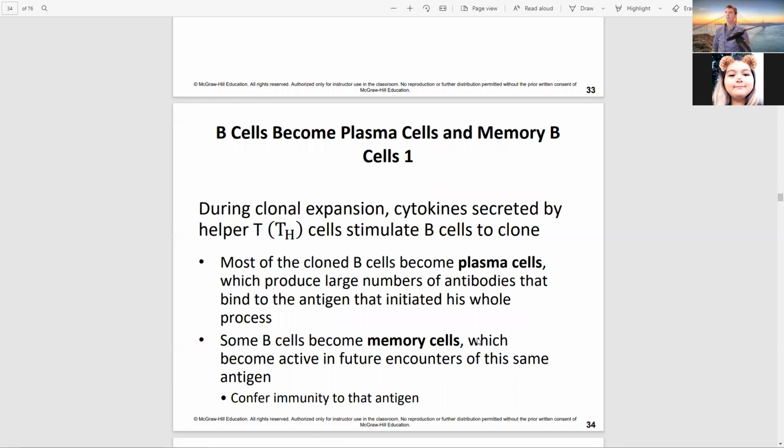So B cells become plasma cells and memory B cells. During clonal expansion, cytokines secreted by helper T cells stimulate B cells to clone. Most of the cloned B cells become plasma cells, which produce large numbers of antibodies that bind to the antigen that initiated this whole process. Some B cells become memory cells, which become active in future encounters of the same antigen. So it confers immunity to that antigen.